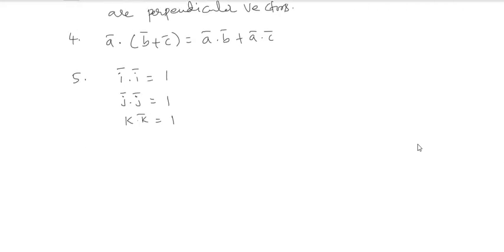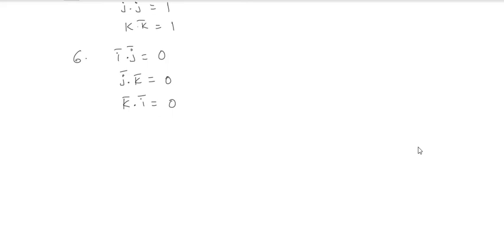Now suppose I take the reverse manner: i bar dot j bar, next j bar dot k bar, then k bar dot i bar. What are these values? These values you will have as 0. So i bar dot i bar only, in the dot product, will be 1.